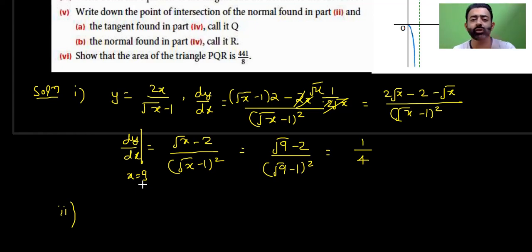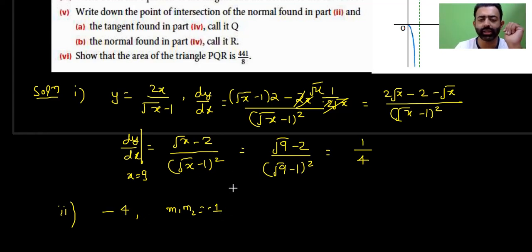So gradient of the normal will be given by minus 4, because as we know that normals and tangents are perpendicular to each other, and there is a relation between two straight lines which are perpendicular, which is that their multiplication of slopes is minus 1. So if one slope is 1 by 4, second slope has to be minus 4. So this is the slope, or the gradient, of the normal.